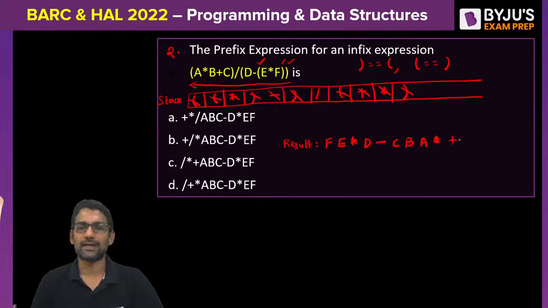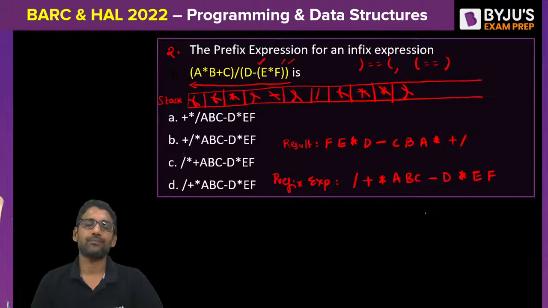Now we will empty the stack. Now to get the actual required prefix expression, we will reverse the result. So it would be division plus star A, B, C minus D star E, F. Yes, option D is correct. Got it?